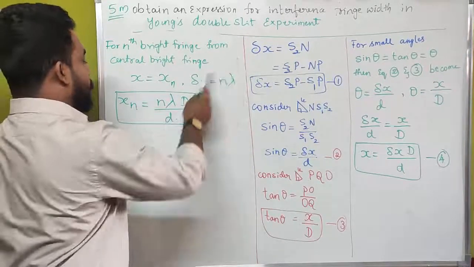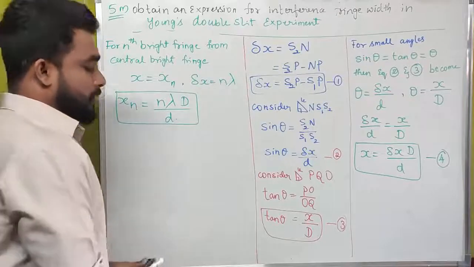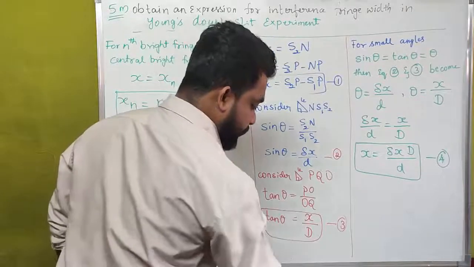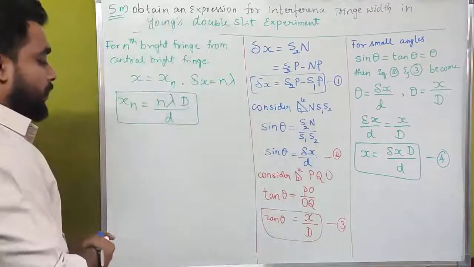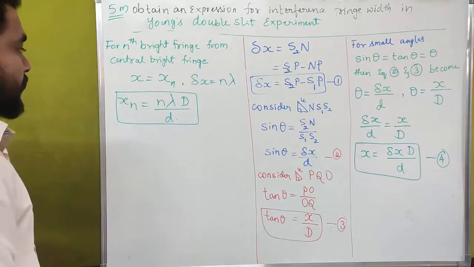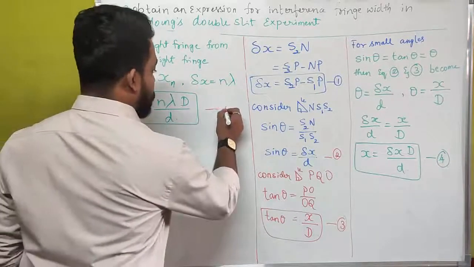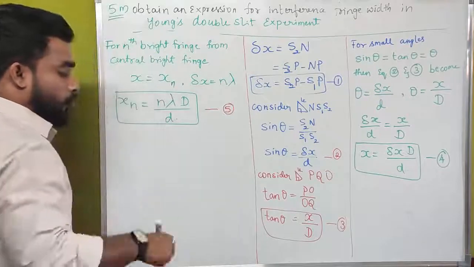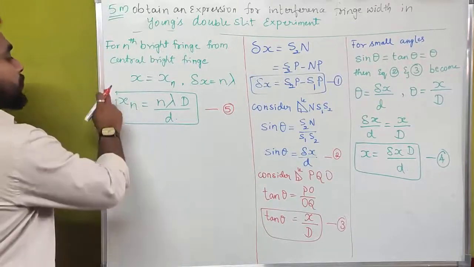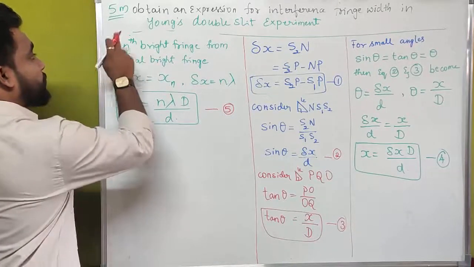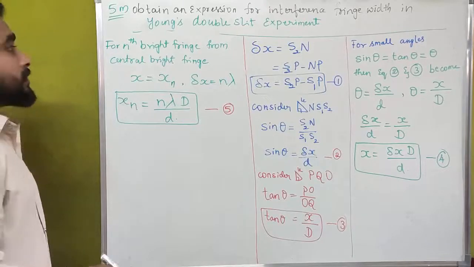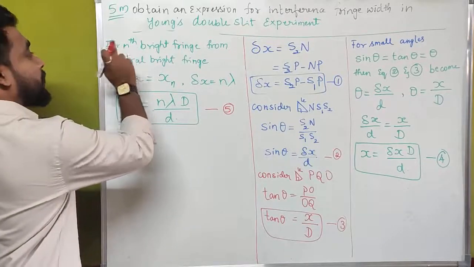From here to here, what is the expression? That is xn is equal to n lambda D divided by d. Let us assume this as equation 5. Now what we have to do is derive the expression for the n plus 1th fringe. That is nothing but the next fringe of the nth fringe.